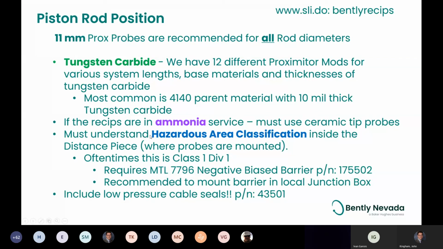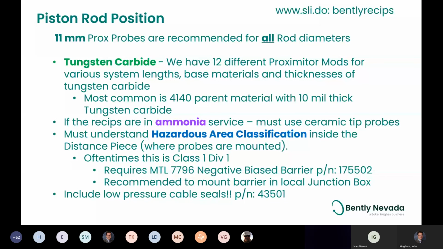And then another thing that people don't always think about is that you have to understand the hazardous area classification inside the distance piece, because that's where the probes are mounted. And oftentimes that area is class 1 div 1. If that's the case, it is going to require this MTL 7796 negative biased barrier. Here's the part number. We recommend that you mount that barrier not at the monitor, but in the local junction box, because then you don't have to run the safety wire as far.